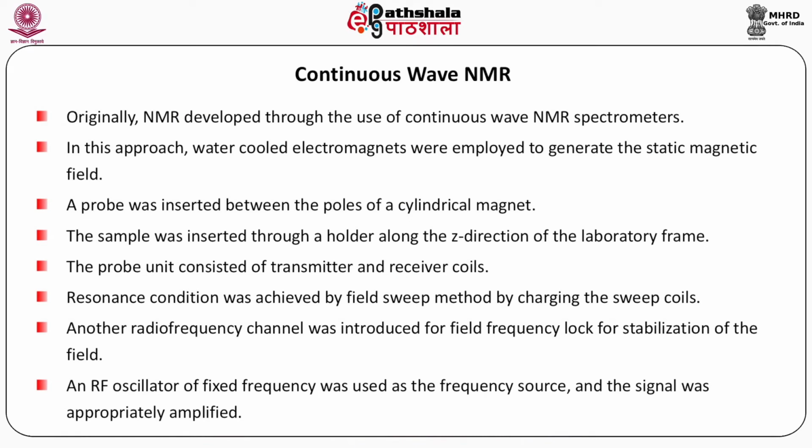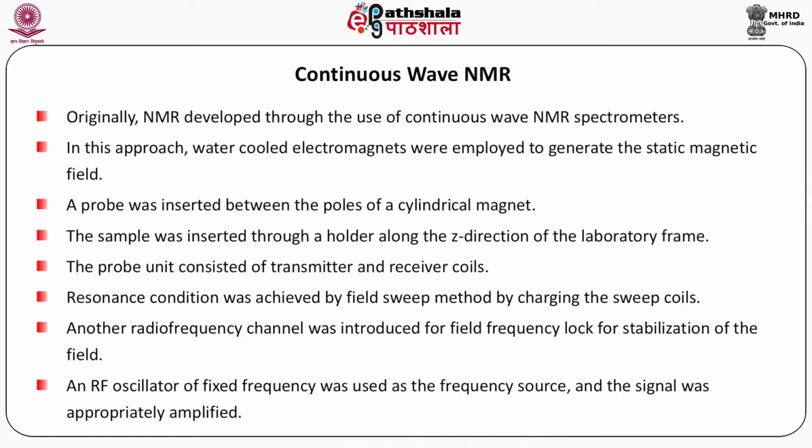Continuous wave NMR. Originally, NMR developed through the use of continuous wave NMR spectrometers. In this approach, water-cooled electromagnets were employed to generate the static magnetic field. A probe was inserted between the poles of a cylindrical magnet. The sample was inserted through a holder along the z direction of the laboratory frame. The probe unit consisted of transmitter and receiver coils. Resonance condition was achieved by the field sweep method by charging the sweep coils.